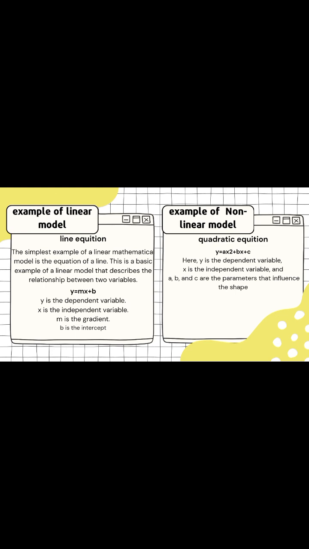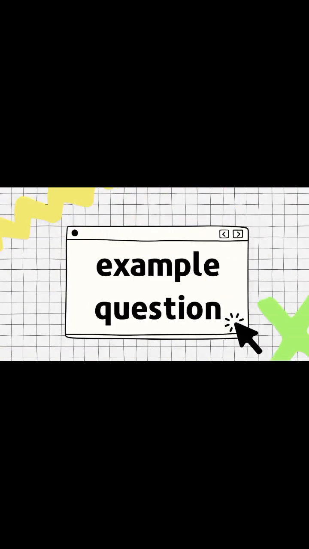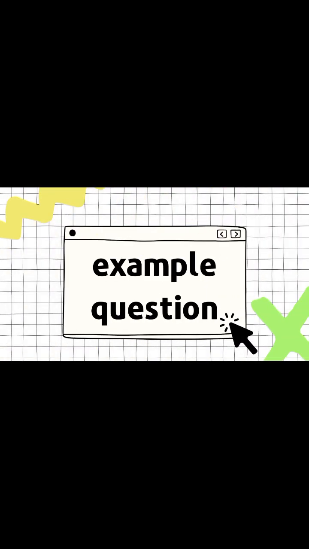Next, an example of a nonlinear model is a quadratic equation. y = ax² + bx + c. Here, y is the dependent variable, x is the independent variable, and a, b, and c are the parameters that influence the shape. Next, we move to the example question.